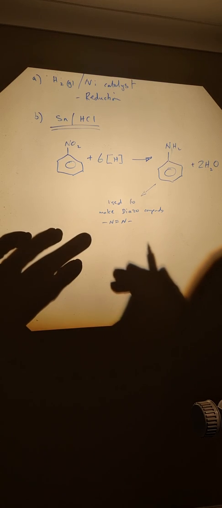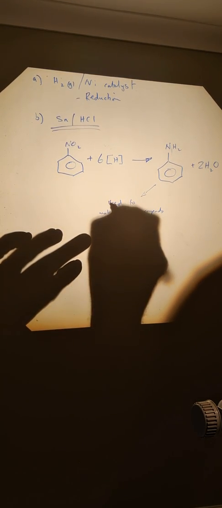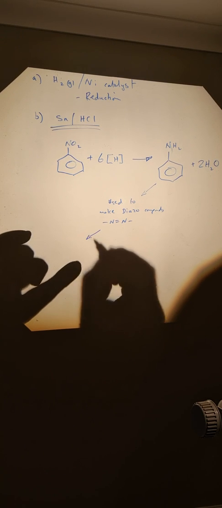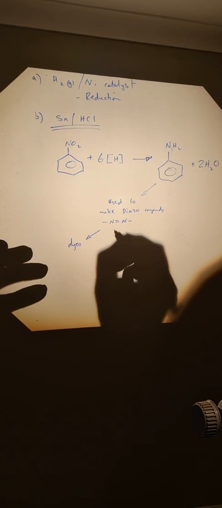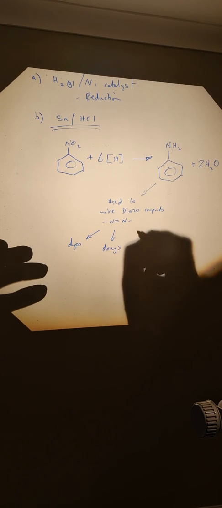Other uses of phenylamine, let's just write them down. So, phenylamine is used to make diazo compounds. Now, diazo compounds are compounds that have that structure within them. Quite often you've got benzene rings on this side and benzene rings on that side. These are used to make these diazo compounds, and the diazo compounds themselves are great for dyes, drugs, and other things.